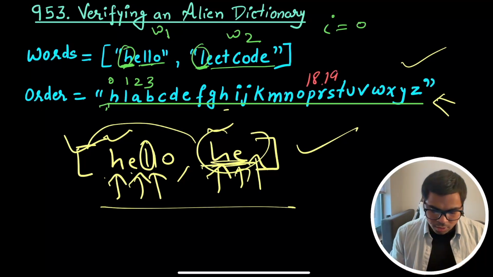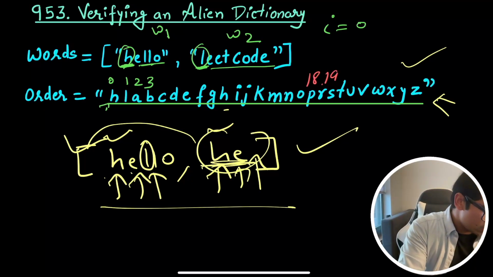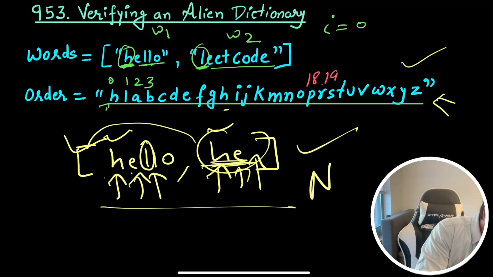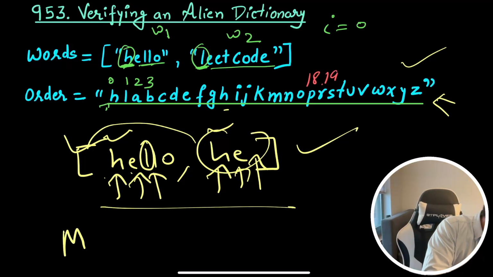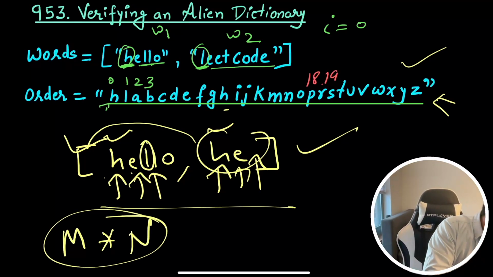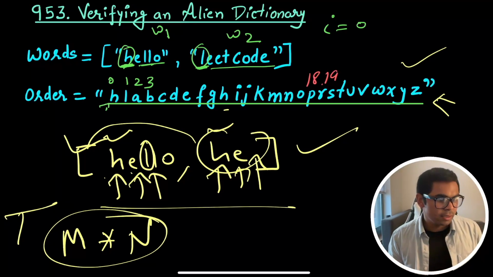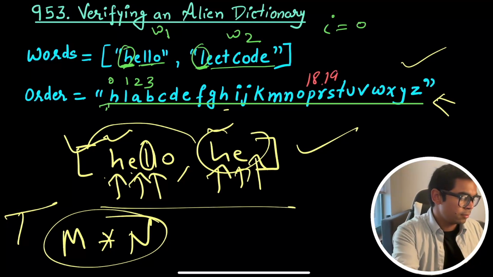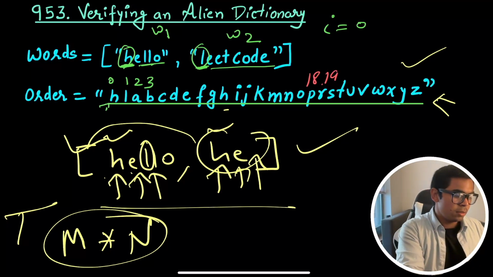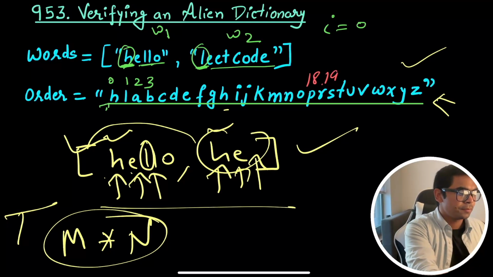Okay, so let's say there are m number of words, and the max length of one of the words is n, so it will be an m times n time complexity solution in the worst case. Otherwise, on average, we would return or break out somewhere earlier, right?